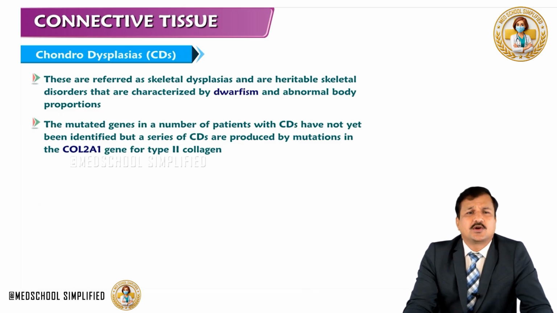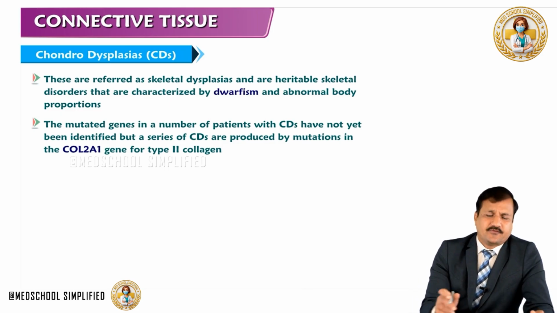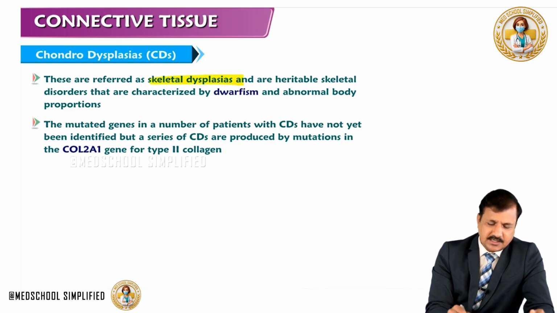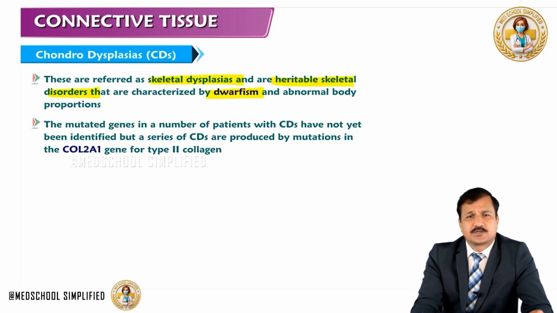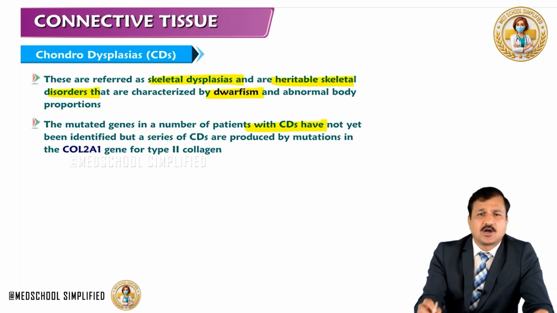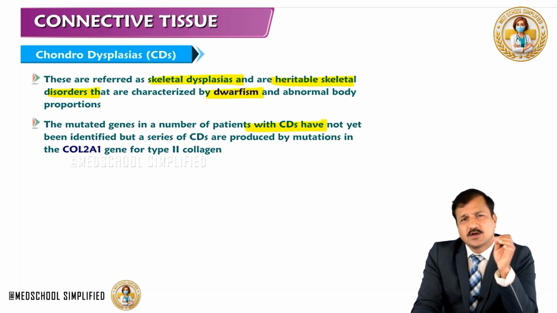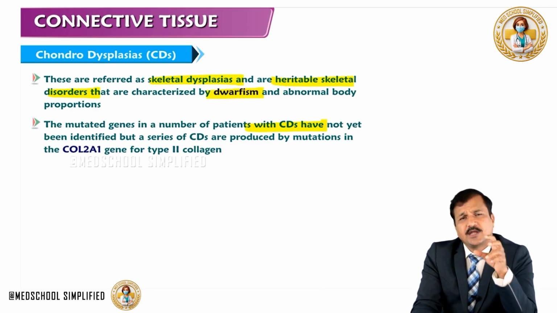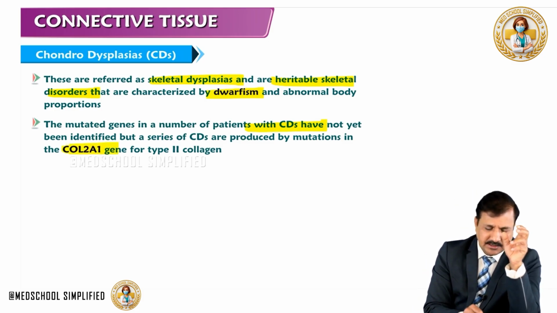Coming to chondrodysplasias. Chondrodysplasias are referred to as skeletal dysplasias and are heritable skeletal disorders that are characterized by dwarfism and abnormal body proportions. The mutated genes in a number of patients with chondrodysplasias have not yet been identified, but a series of chondrodysplasias are produced by mutations in type 2 collagen, especially the alpha-1 chain of type 2 collagen. So remember that point there.